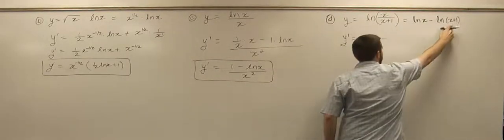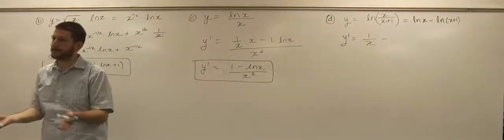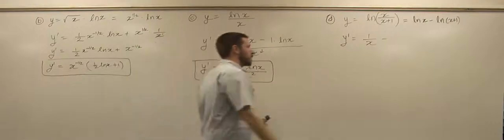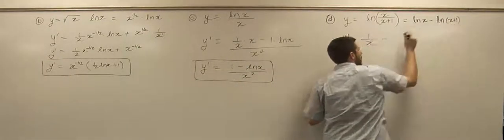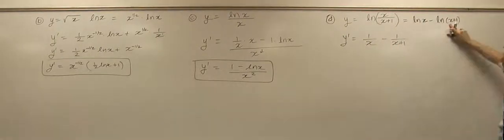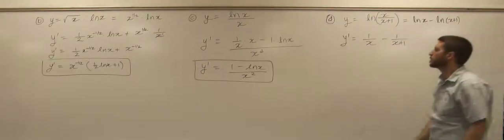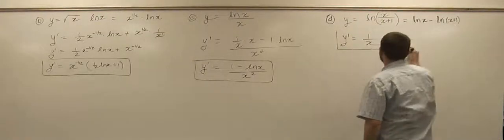What's the derivative of ln of x plus 1? 1 over x plus 1. Right, the way you differentiate natural log is you do 1 over whatever's inside times the derivative of the inside. But the derivative of the inside here is just 1. So this is one method.